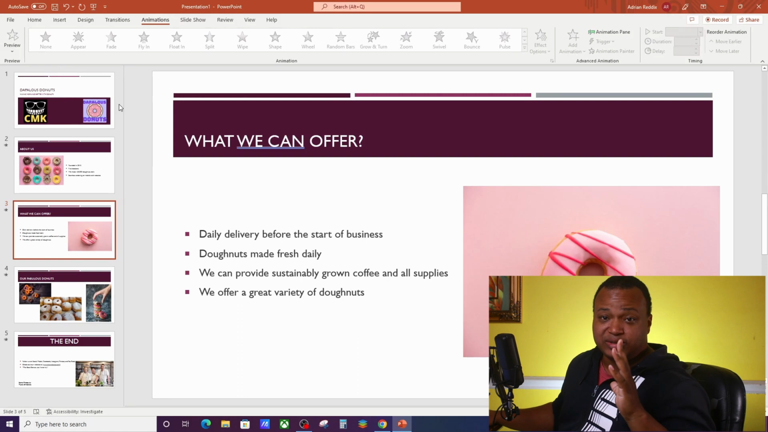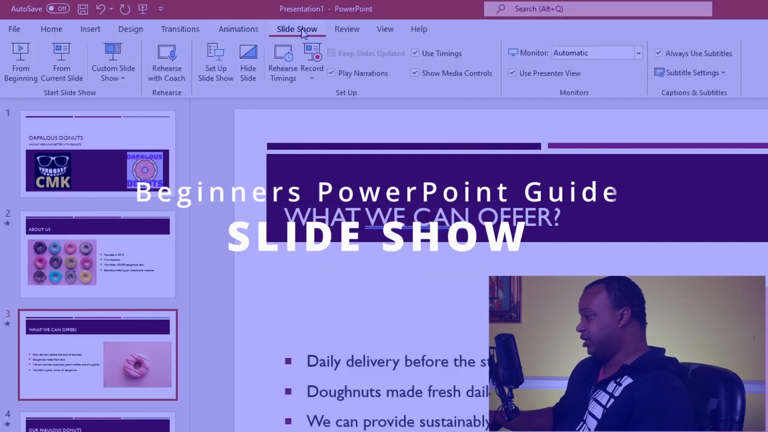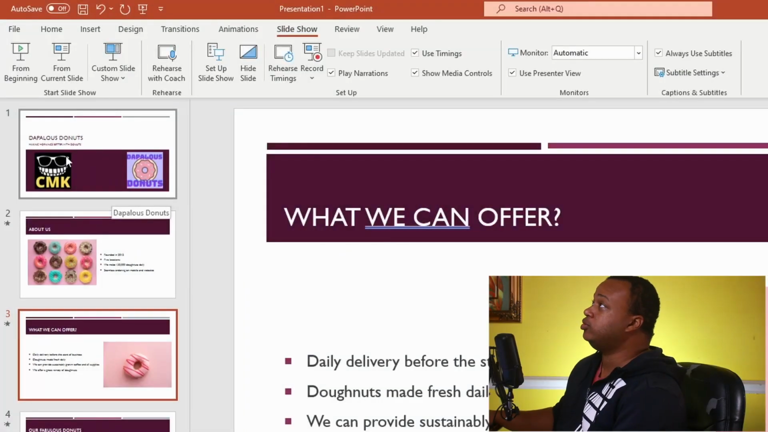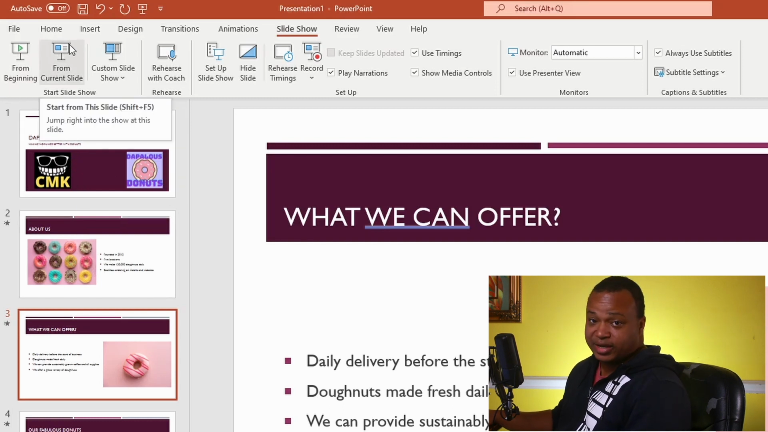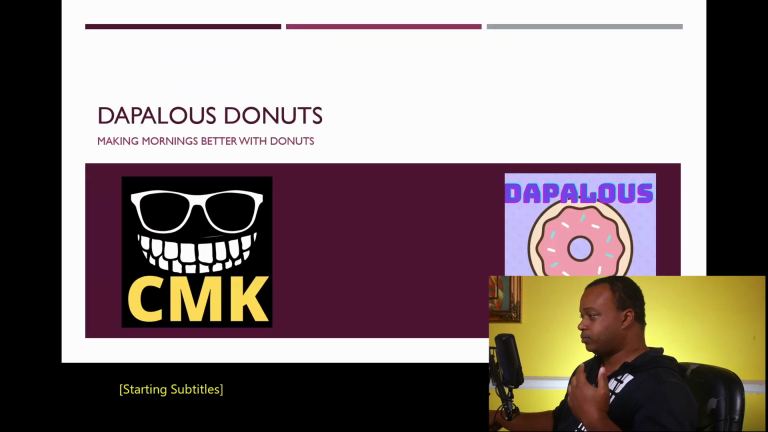Now let's go to the actual slideshow portion. So how do you do your slideshow? No problem. Go up here to the top, hit slideshow. If you're looking at how a transition or something looks, I would go from current slide. If you're starting from the beginning, I do from the beginning. So I click from beginning, right?